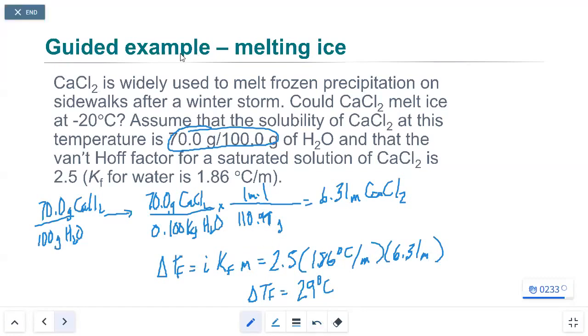Now again, an easy mistake to make would be to assume that this is it. 29 degrees Celsius, I look at that and say, okay, 29 degrees Celsius is nowhere near negative 20. This isn't going to work. We have to remember to subtract. Normal freezing point of water is 0. We subtract 29 from that. This particular solution would freeze at negative 29 Celsius, which means that negative 20 degrees Celsius ice wouldn't be ice at negative 20. It'd still be in the liquid phase with all of this salt on.